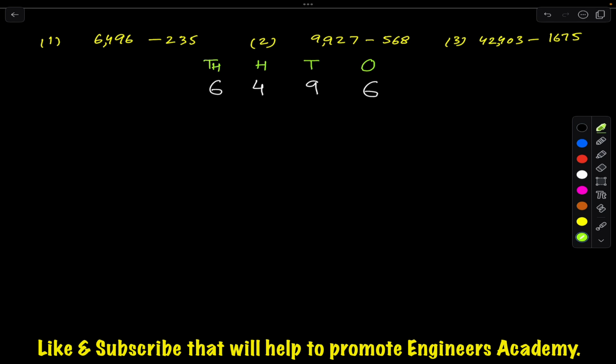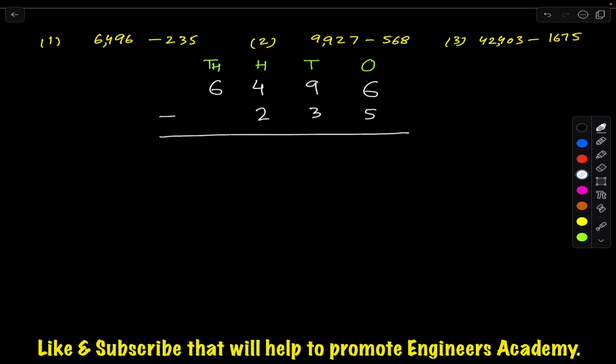So we will subtract 235, and we will write the ones number below the ones, the tens below the tens, and the hundred below the hundred. So we will write 235. So 5 is ones, 3 is tens, and 2 is hundred. And then we will subtract.